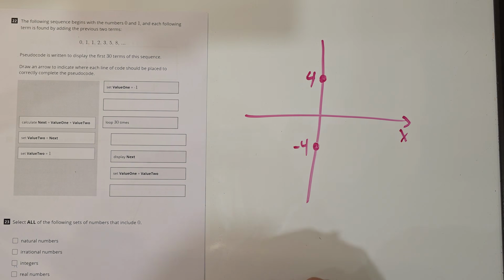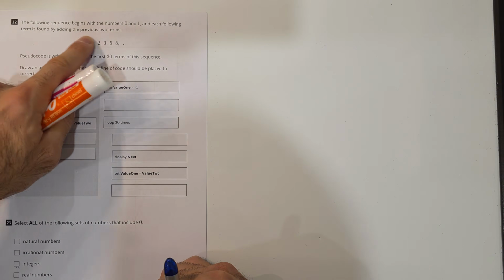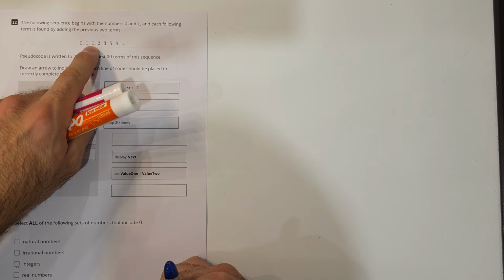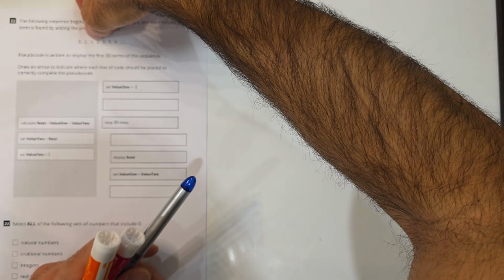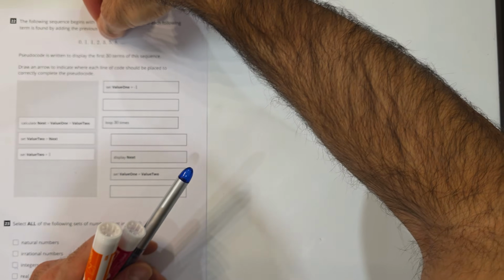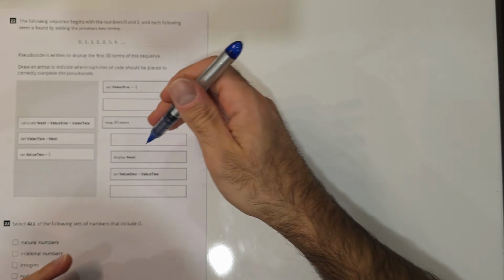Horrible coding one, but we're going to go through it. The following sequence begins with the numbers 0 and 1, and each term is found by adding the previous two terms. 0, 1, 1, 2. 1 plus 1 is 2, 1 plus 2 is 3, 2 plus 3 is 5, 3 plus 5 is 8, 5 plus 8 is 13, so the next one's going to be 13. This is the Fibonacci sequence.